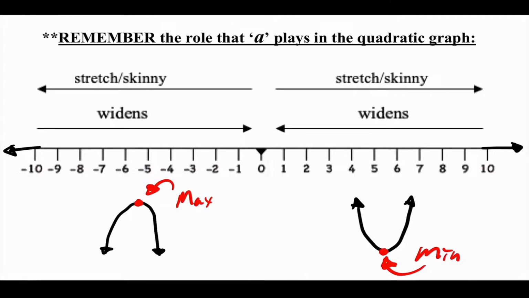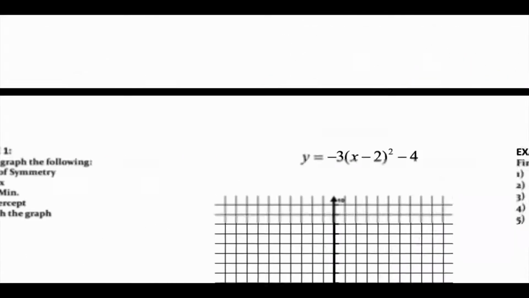Remember A has the same role. That's the nice thing. A is always A. A always controls skinny or wide, arrows up, arrows down. Okay? Arrows down means we have a maximum. Arrows up means we have a minimum. Can't have both. Quadratics don't have both. They only have one or the other. So if you have arrows going down, that means the maximum is on top. If you have arrows going up, that means the minimum is on the bottom. Okay? All right, so let's look at the first one. Let's look at number 1.